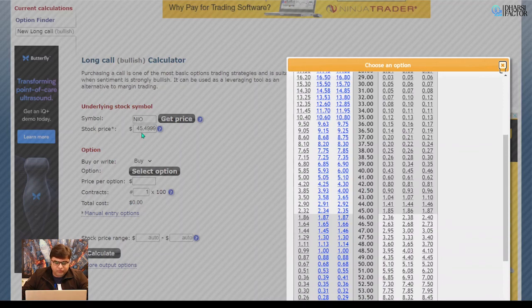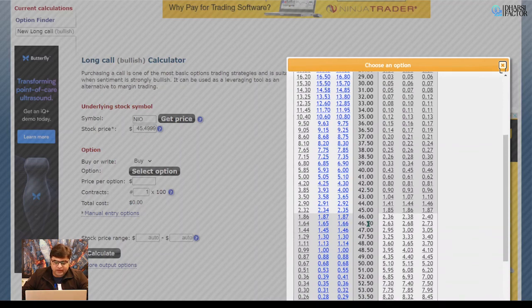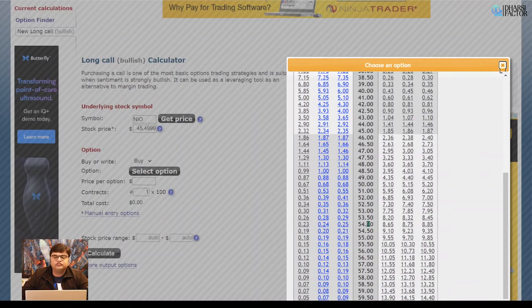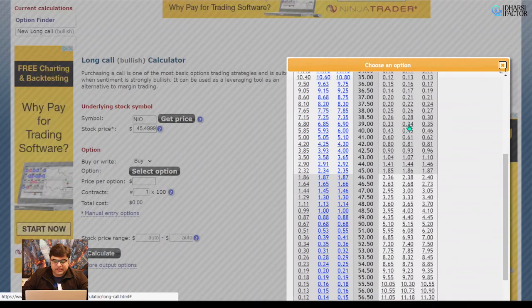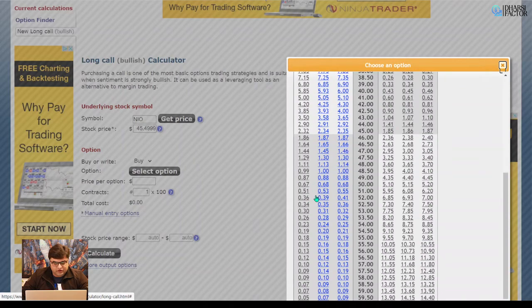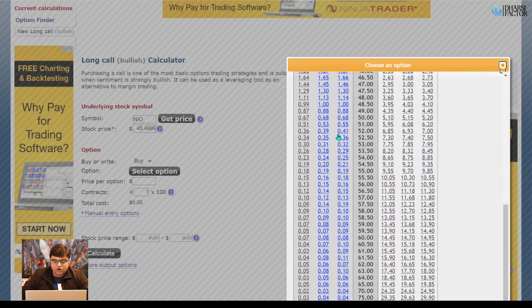Now the price which we had is 45.49 over here. As we are taking a long call, we want price to increase. So as you can see, these shadow lines, this is out of the money and this is in the money. This is out of the money and this is in the money. This is in the money and this is out of the money. Now we are playing long calls over here.